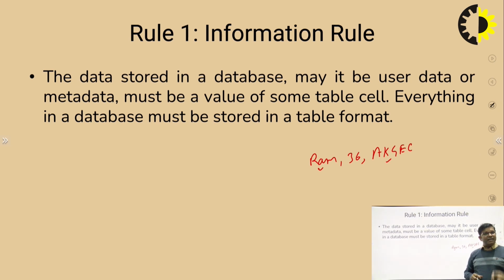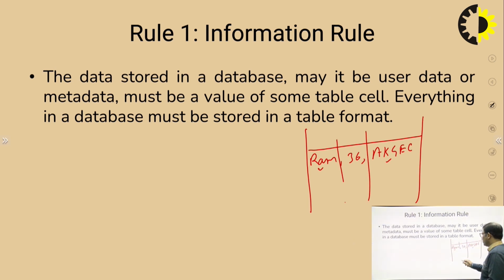Or the Ram whose age is 36 working in AKGEC. So that is different, if we are making a tabular format in this way. So this is the tabular representation: their name, age and working organization. Now all of you can easily read that Ram is the name of an employee whose age is 36 who works in the company AKGEC. So it means the table that is stored in tabular format, and from which we can get some meaningful information, is the information rule.